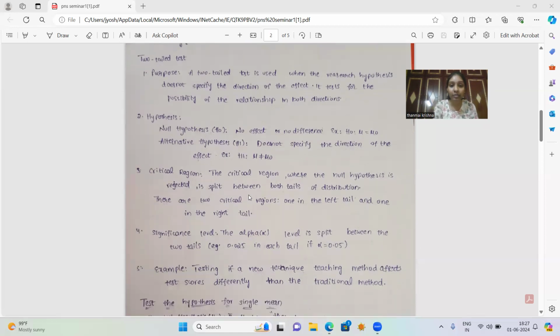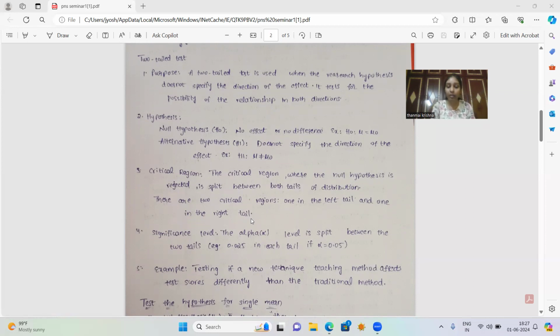Next, critical region. We know that critical region means the place where the null hypothesis is rejected. Here, the critical region is split between two tails of distribution. Before it was in one tail. There are two critical regions, one in the left tail and another in the right tail. Significance level, which means alpha level, is split between the two tails.